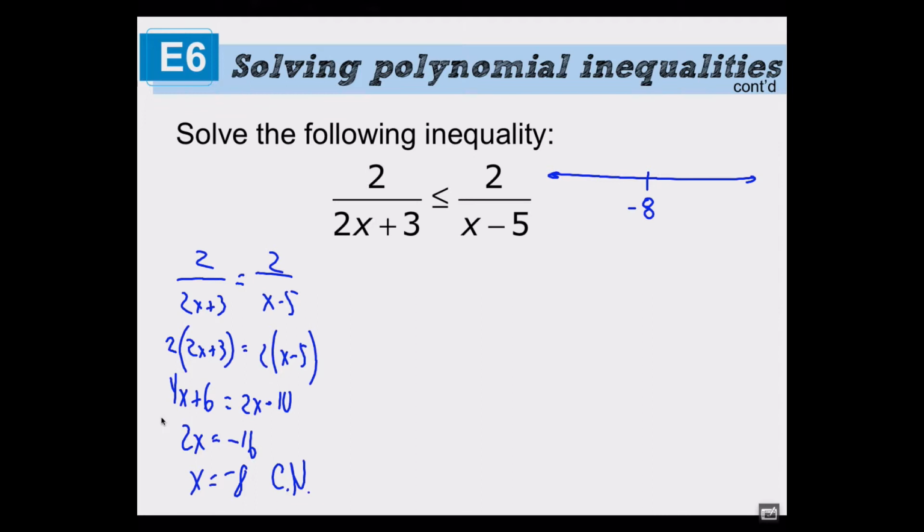-10. Okay, so if I put in -10 over here, I'm going to get 2 over -17. If I put -10 in here, I get 2 over -15.